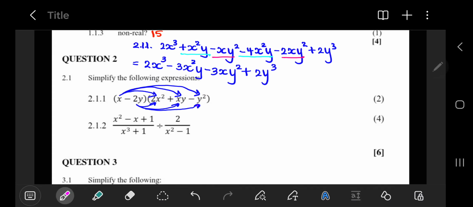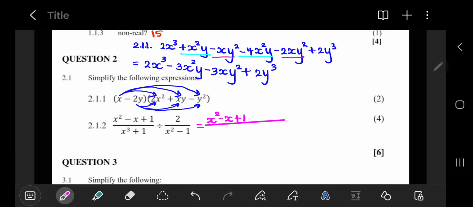We are now on to question 2.1.2. And what we notice is that we are dividing 2 fractions. Now here's the thing when it comes to fractions. Whether you are adding, subtracting, dividing, multiplying fractions, your first step is to make sure that each part of your fraction is fully factorized. So if we have a look at the numerator here, we've got x squared minus x plus 1. Yes, that is a trinomial. Yes, it is quadratic, but it cannot be factorized. So we're going to leave that as is for now.